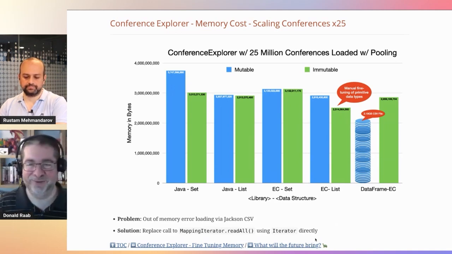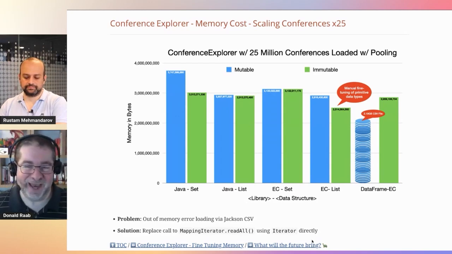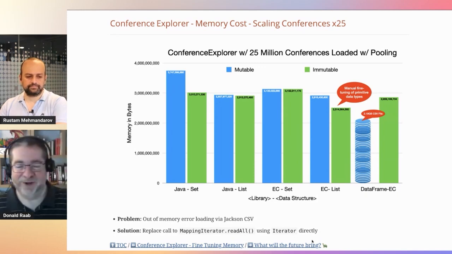So, and this was much better. But you can see the manual savings here is adding up. When you talk about 25 million rows, you can see, oh, look, we're saving now over 300 meg compared to DataFrame-EC. So that manual tuning is starting to pay off, right? So we go to the next slide.